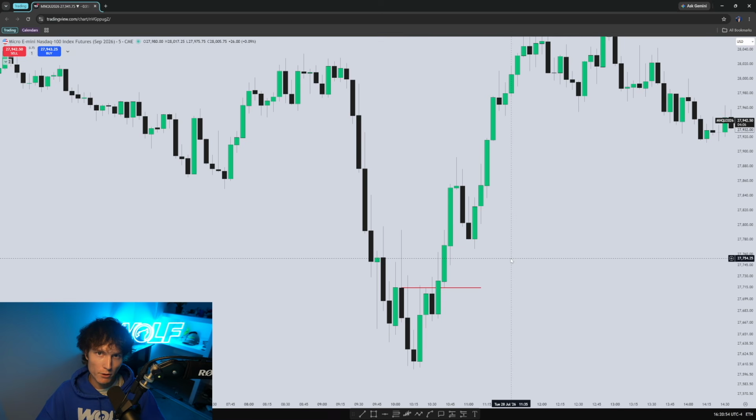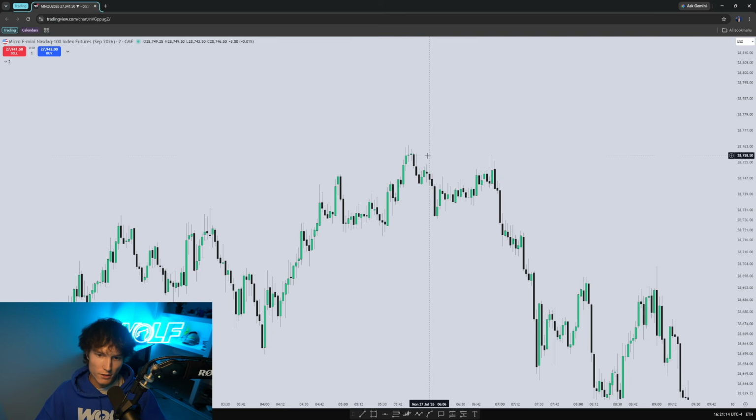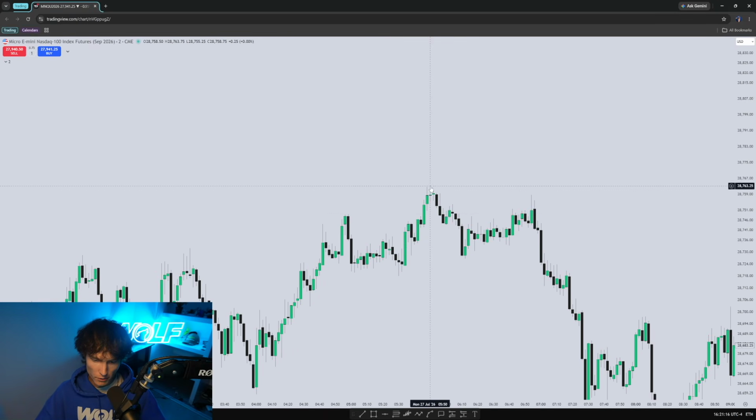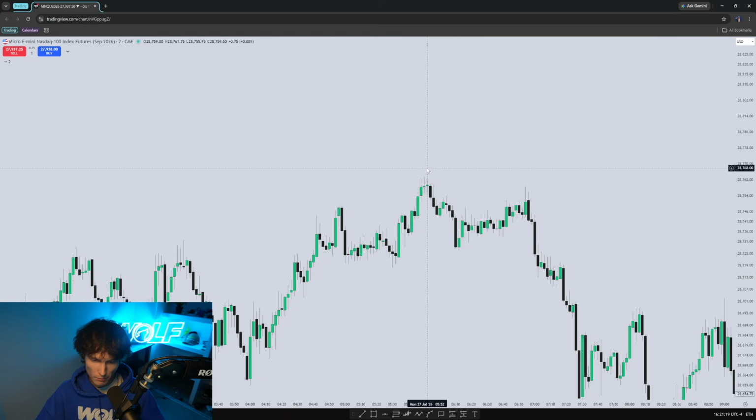Let's look at an example of a bearish change in the state of delivery. So on to the next example. I'm on a 2-minute chart in the pre-market of Monday, July 27th. This is the day that we were tapping into previous day highs. So we were sweeping a previous day high, and we were also tapping into a daily bearish fair value gap.